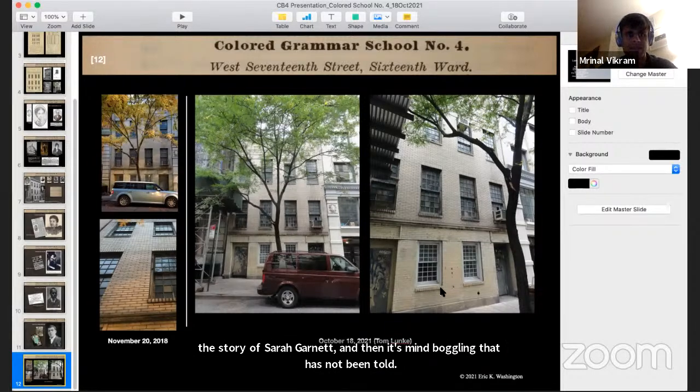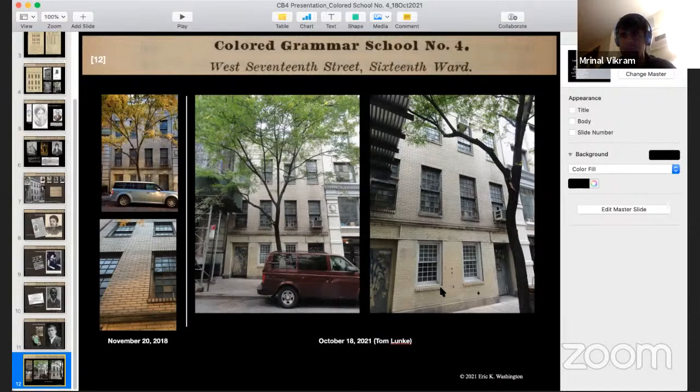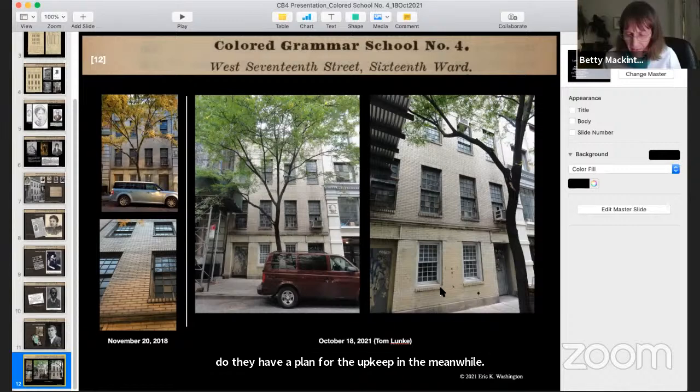Do we think that it makes sense to put in a letter to the sanitation department as well? And if the building's falling into disrepair, we could at least ask them what they plan to do with the building, if they have any plans. Do they have a plan for the upkeep in the meanwhile? Okay, that's a good point. The upkeep. I know I was feeling that it was looking a bit neglected when I looked in the windows. So it's a good point. Paul?